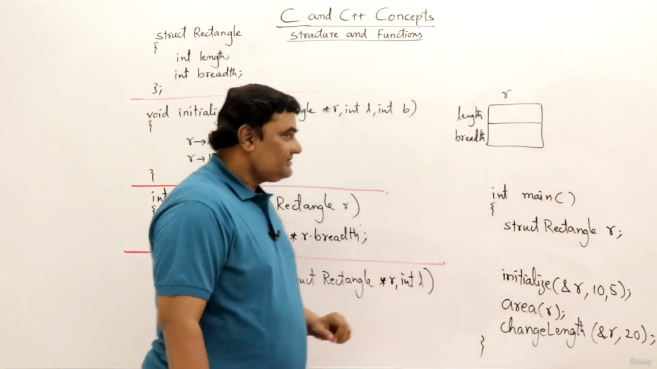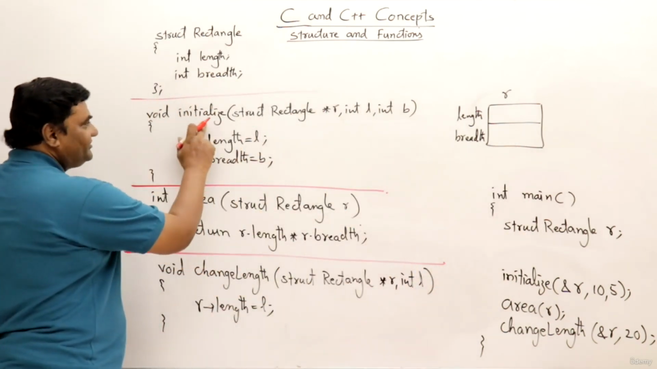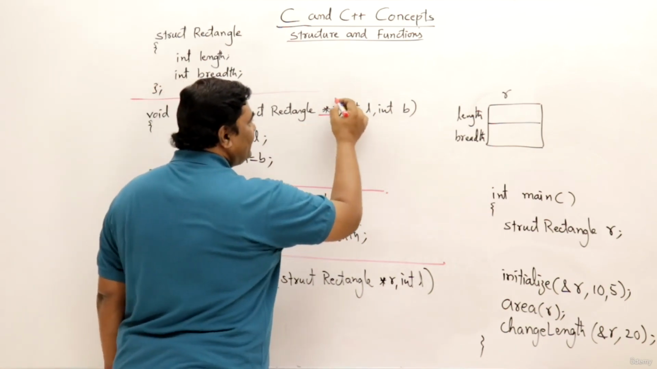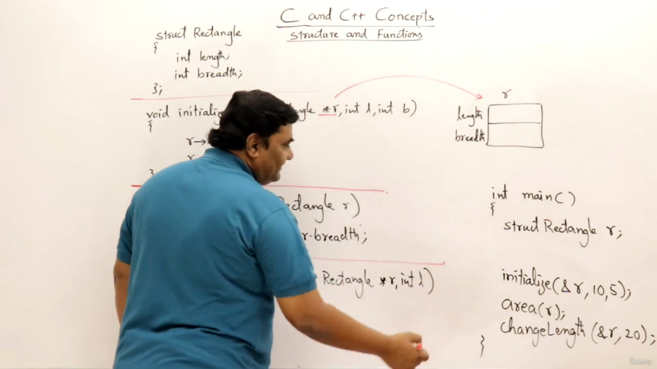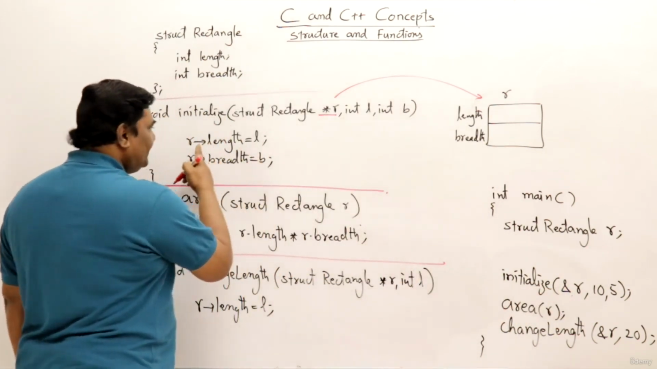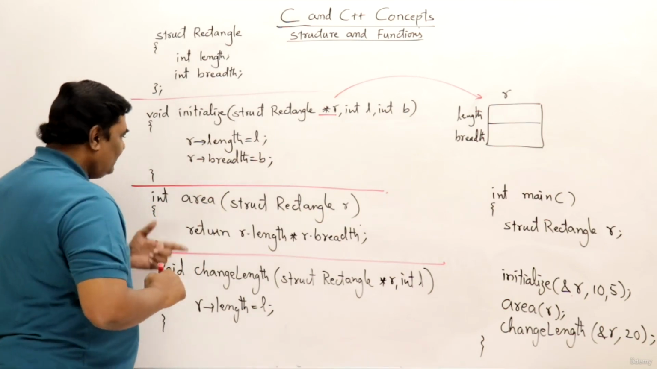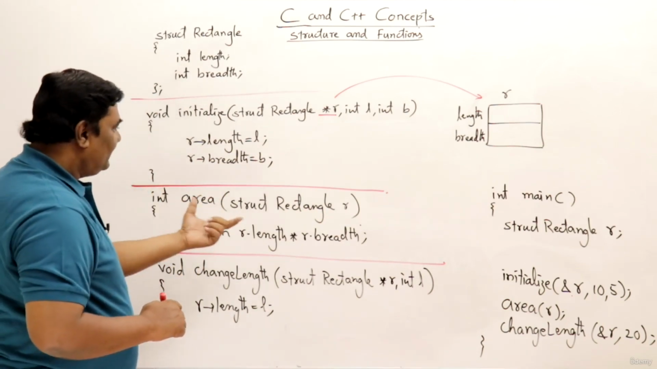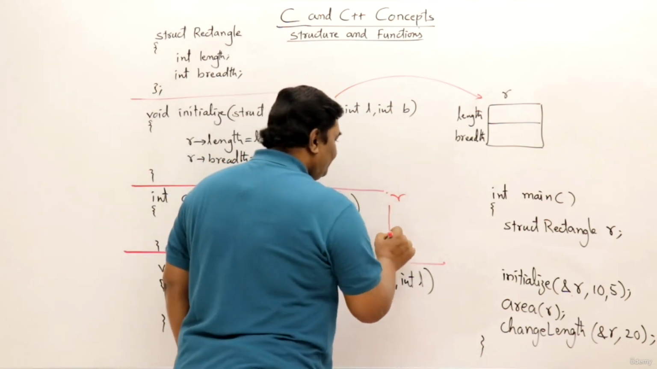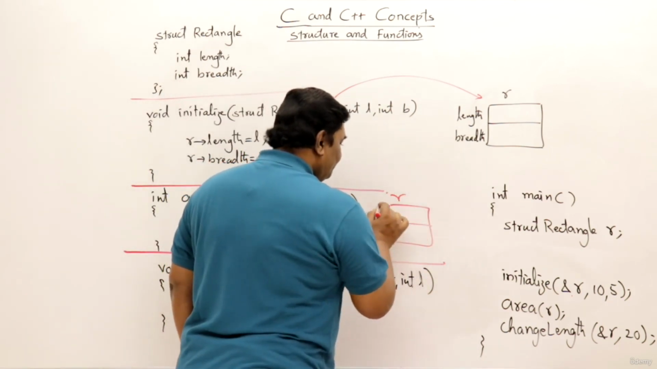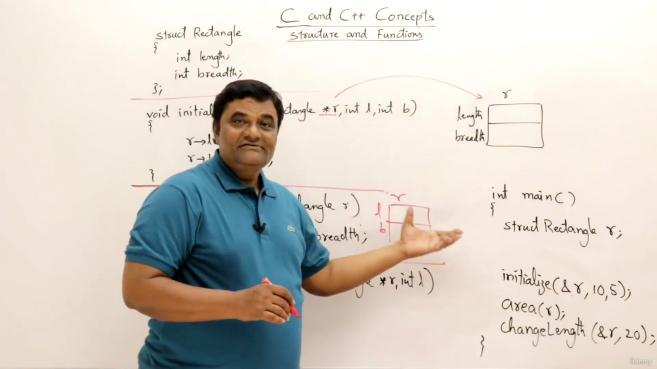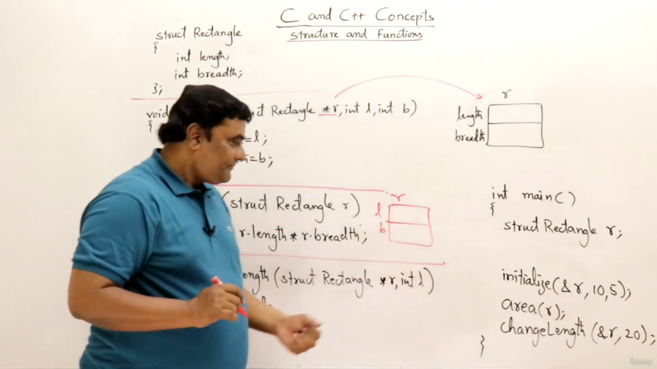So let us look at these functions. See, this is the first function, initialize, which is taking an address variable R. So this R will be a pointer to this rectangle, as we are sending the address here. Now using the pointer, it will fill up length and breadth. Then this is the area function. This is taking call by value. So it will have its own copy of rectangle containing length and breadth. So this will not directly access that one. This will have its own copy. This is called by value.